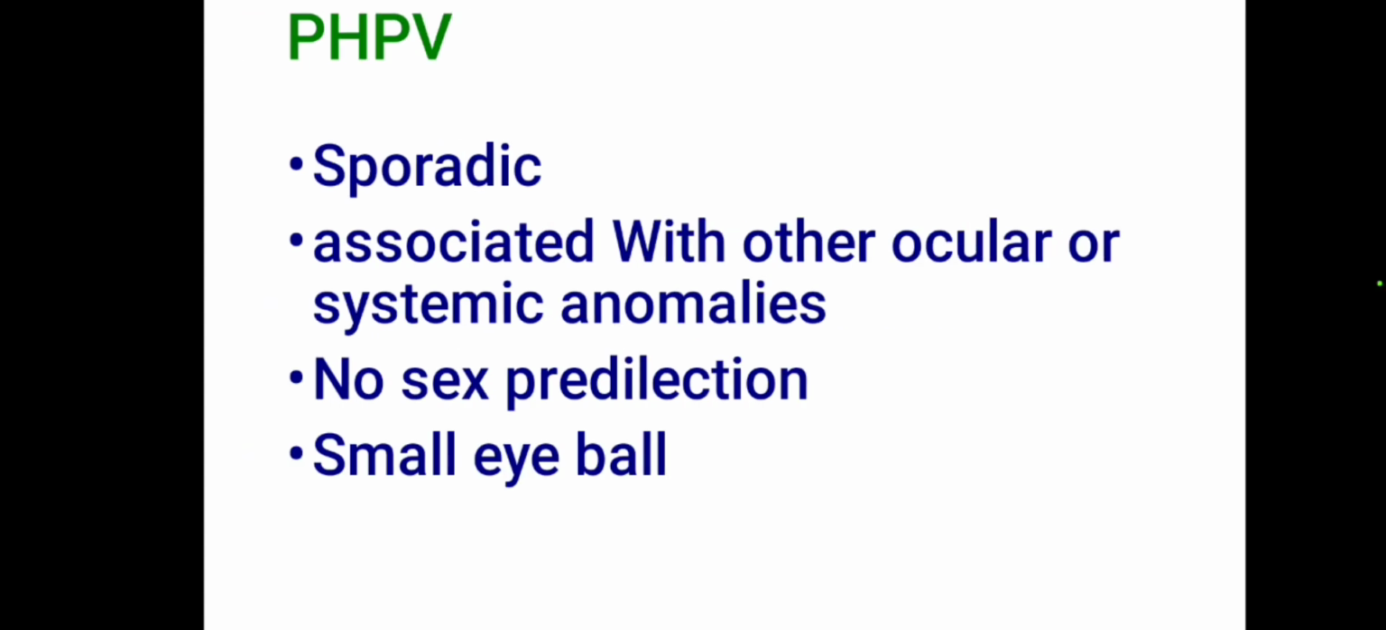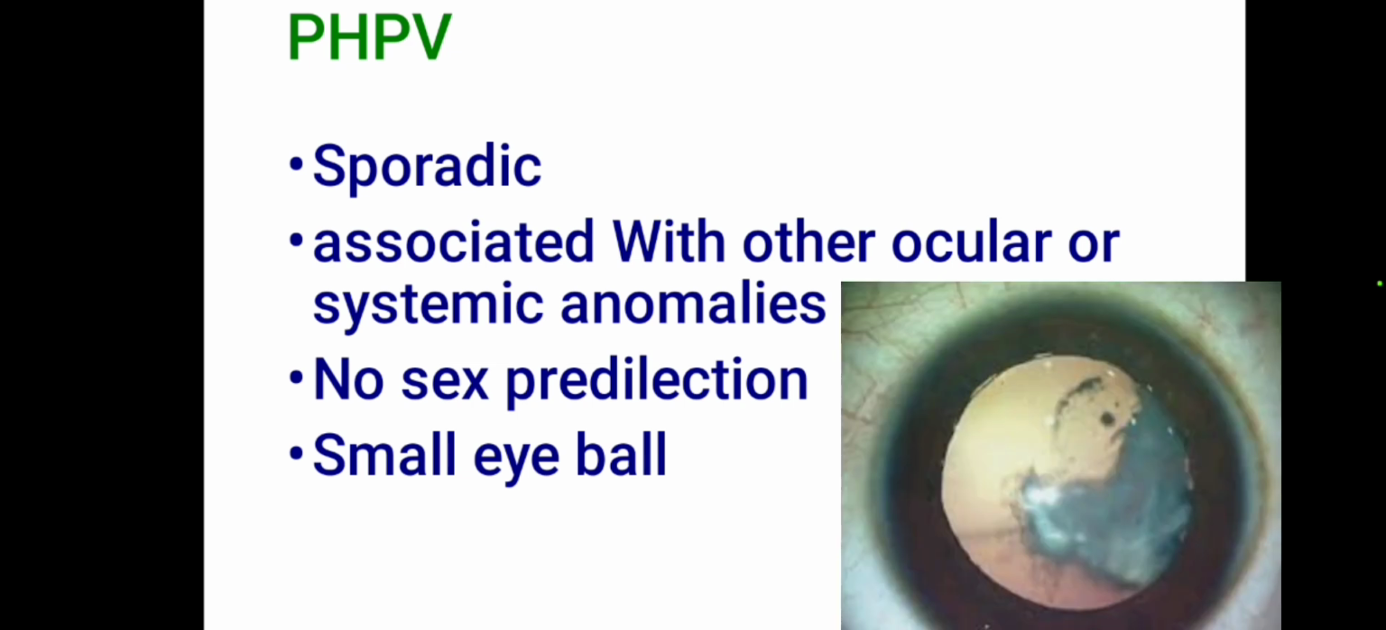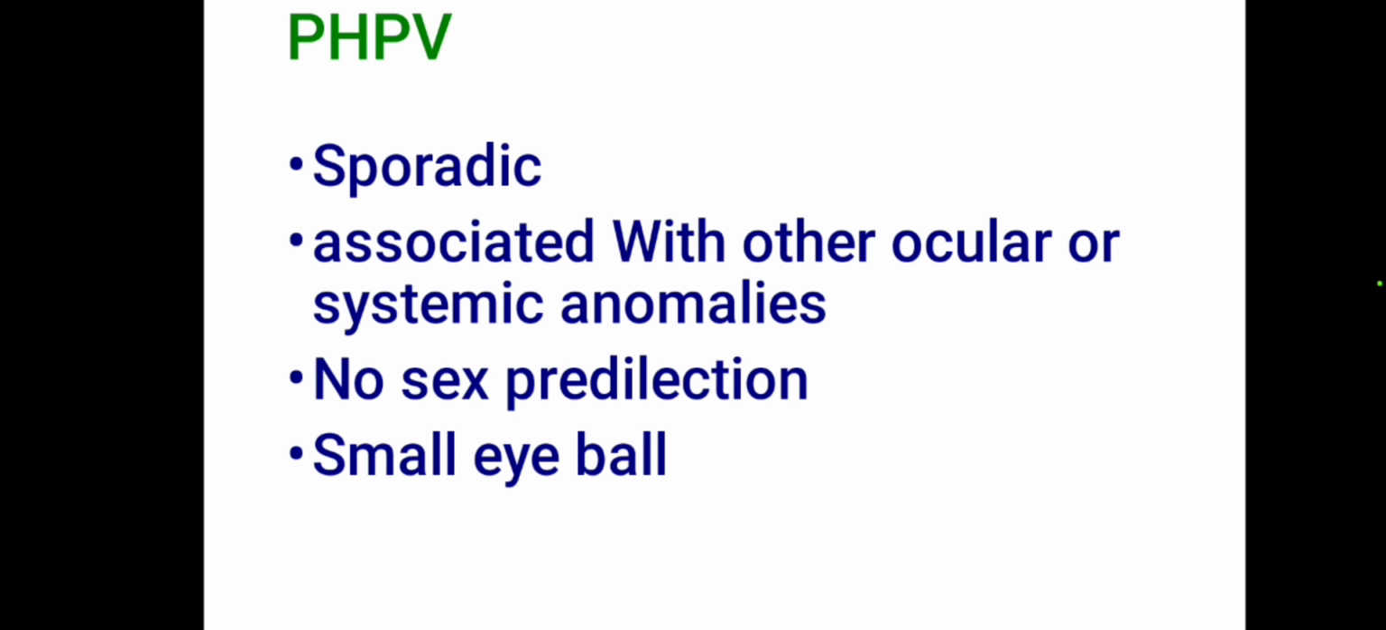Then we have persistent hyperplastic primary vitreous. It is an uncommon congenital ocular anomaly where there is persistence of the hyaloid vasculature system or the primary vitreous fails to involute. Then there is the condition known as PHPV. Usually it is sporadic and the hint here is association with a small eyeball. In other cases the eyeball size is normal, but here the eyeball may be small, that they may mention in the history. And it is usually associated with other ocular or systemic anomalies like microcephaly, mental retardation, spasticity, cleft palate, short stature, or even megalocornea. Again, there is no sex predilection for this PHPV.